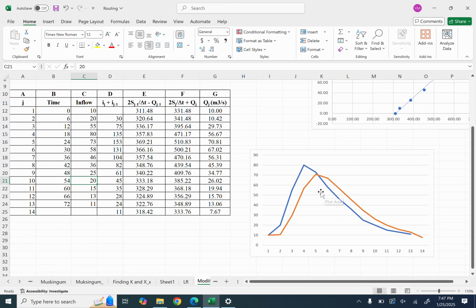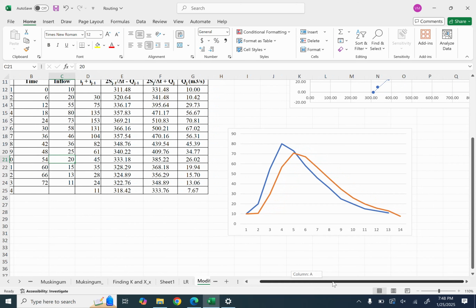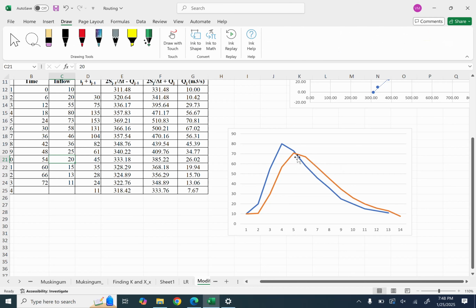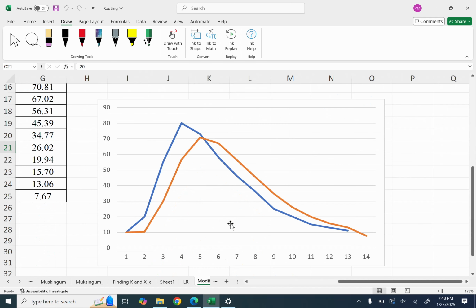Remember we discussed where the peak will fall. With linear reservoir and also with the modified Pulse method, the peak of the outflow will fall on the falling limb of the inflow hydrograph. I can zoom in to show you that. You can see the peak is here and it's falling on the falling limb of the inflow hydrograph.